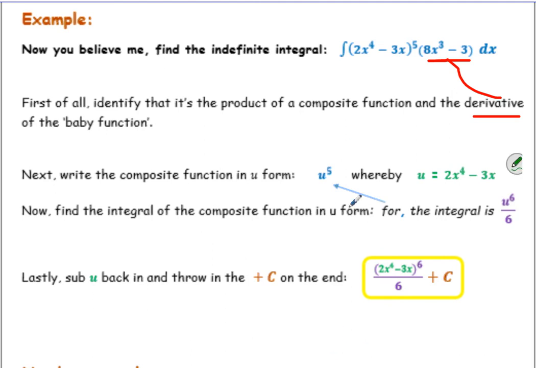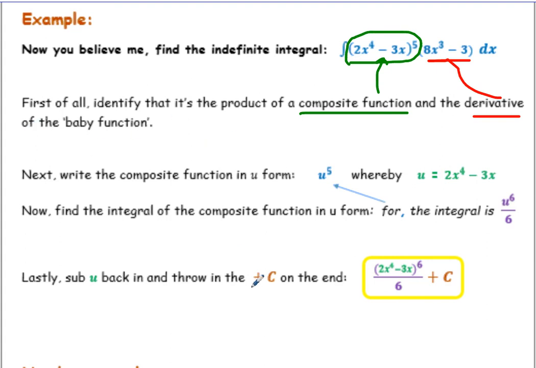You could do that. The long way to do it would be to expand it, multiply it, work it all out, and then integrate term by term. But this is a shortcut, and it only works for these kinds of things, a product of a composite function. So here all we're doing is trying to identify that we've got a composite function multiplied by the derivative of the baby.